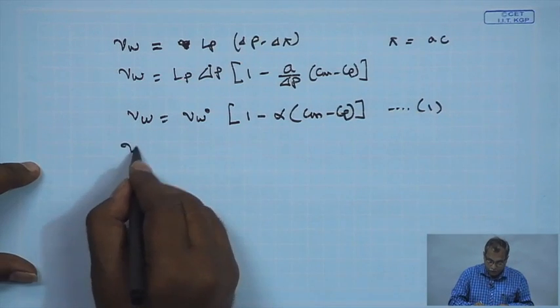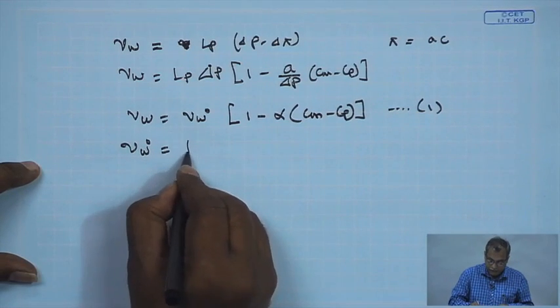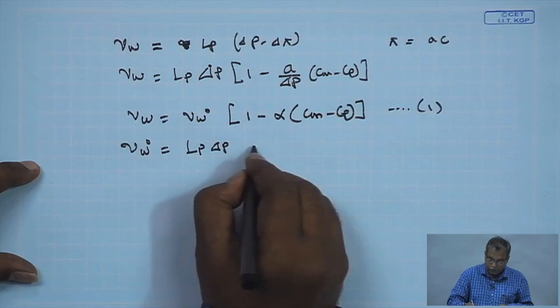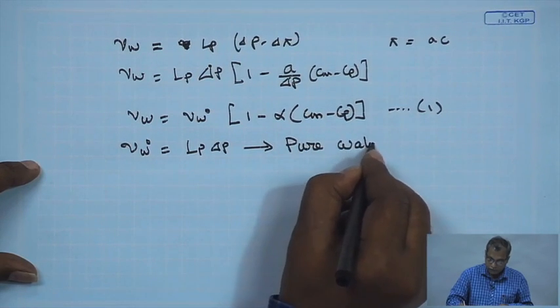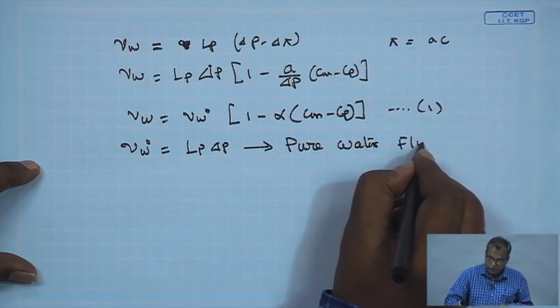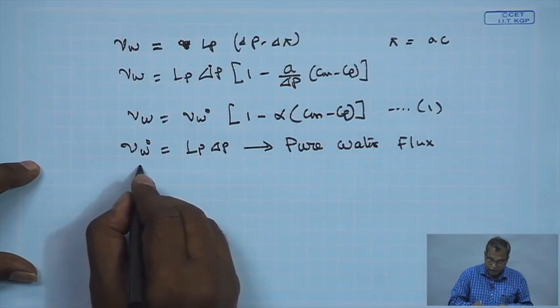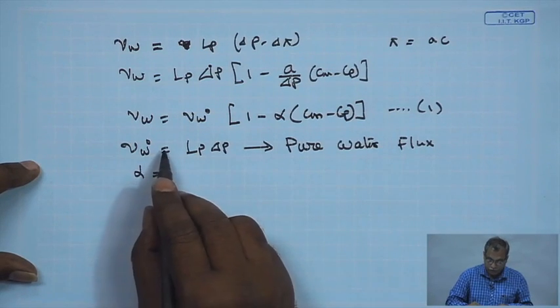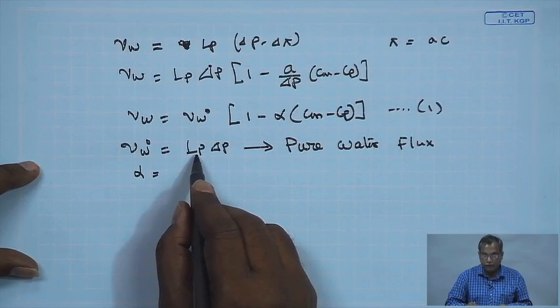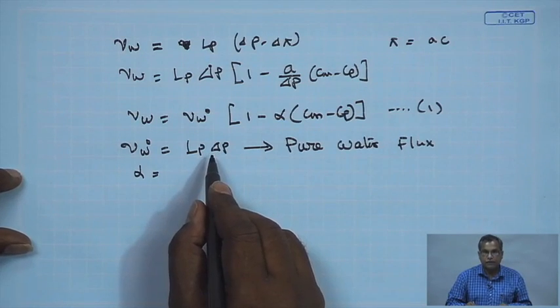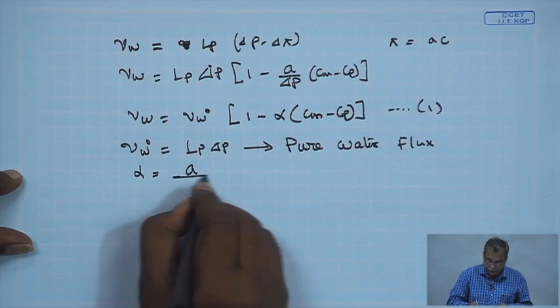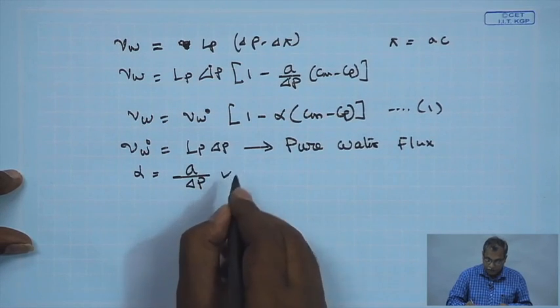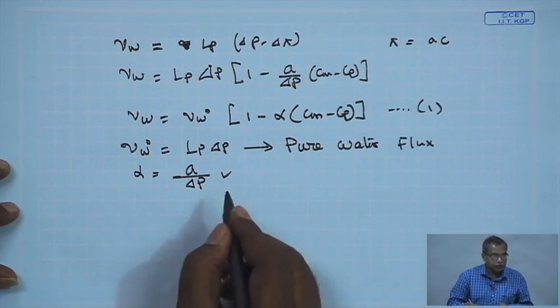And what is Vw naught? Vw naught is basically Lp times del p. It is the pure water flux. And what is the parameter alpha? Vw naught will be known to us, because Lp is known to us and delta p is the transmembrane pressure drop. Alpha is the parameter A by delta p. So, it is non-dimensional. So, that will be equation number 1.